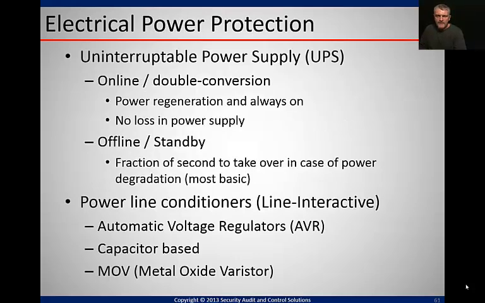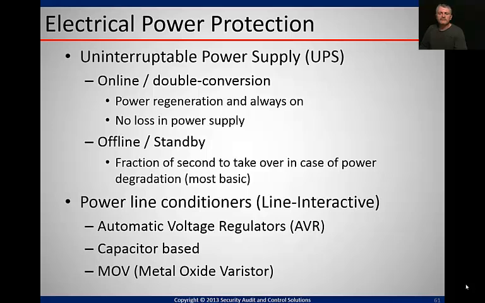Now, to combat the problems with power, we have electrical power protection. We can have an uninterruptible power supply, such as a UPS. We can have online, also known as double conversion, which is power regeneration and always on. There's no loss in power supply to the main components in the case of an actual loss of power. There's offline or standby, which takes a fraction of a second to take over in case of power degradation, and this is a cheaper option, of course.